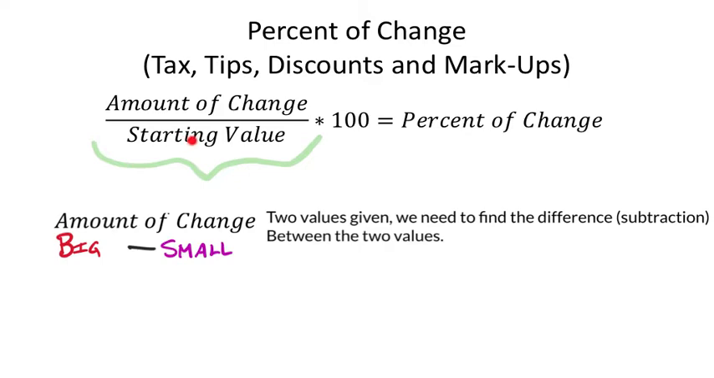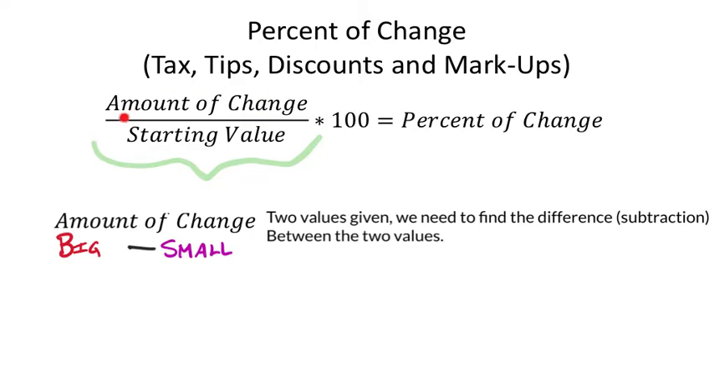Okay, now one of the two values is going to be a starting value. You have to be able to determine which of the two values it is. If you're looking at some kind of sale, then the original price would be the starting value, right? It's maybe where you start, okay? Or it's an earlier value. However you want to put that is up to you.